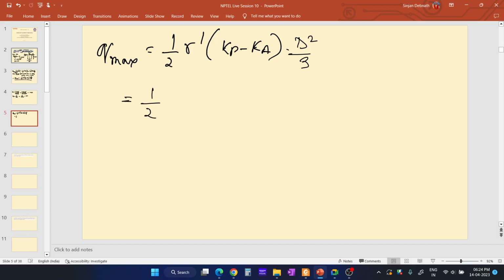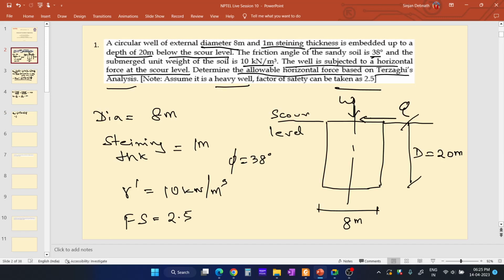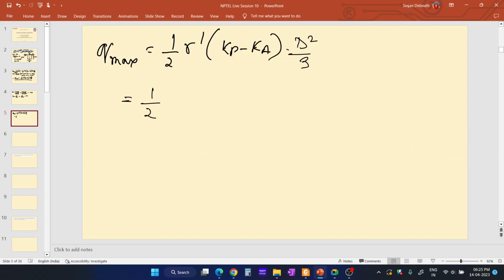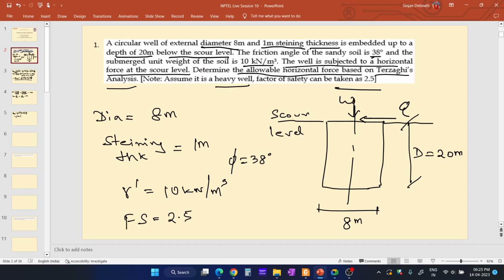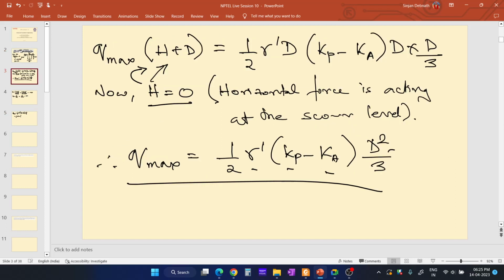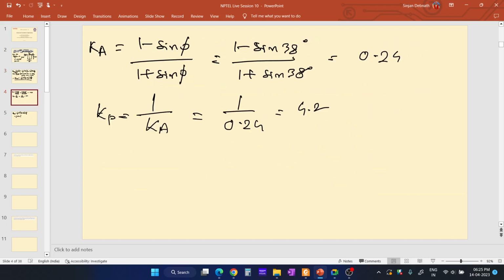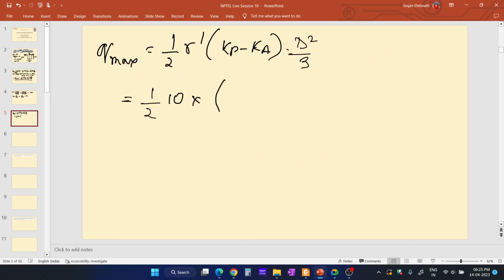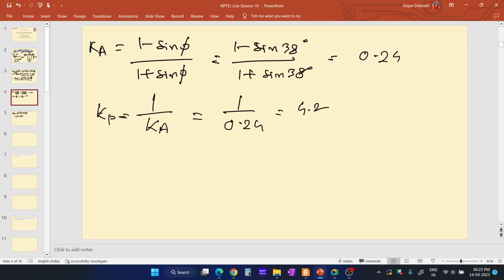So half into gamma dash. How much is gamma dash? Gamma dash is 10. That is the submerged unit weight, 10 kilonewton per meter cube. How much is Kp? Kp is around 4.2. And how much is Ka? Ka is 0.24.